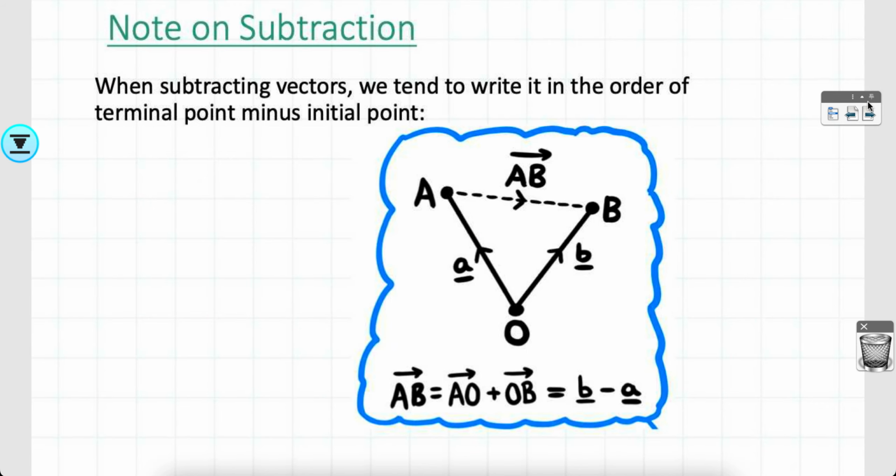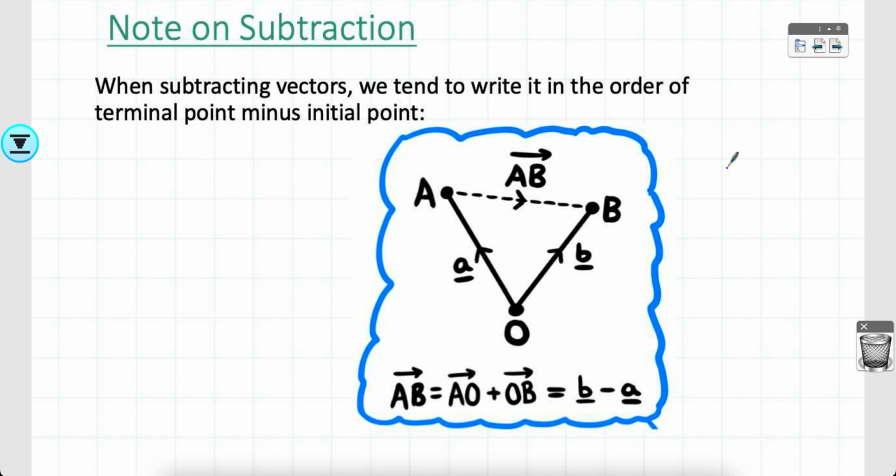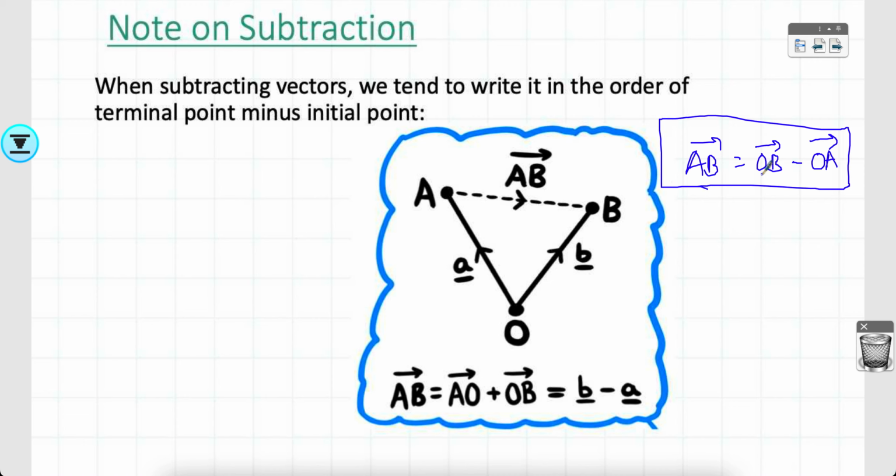Just a note on subtraction, so this is a notation we'll use. When subtracting vectors, we tend to write them in order of terminal point minus initial point. So if I want to move from A to B, I know that the operation is A to O and then O to B, which is basically negative A plus B, but we tend to write it as B minus A. So we will tend to use this notation quite often. Or we sometimes say AB is OB minus OA. So it's very common to represent it in this way.